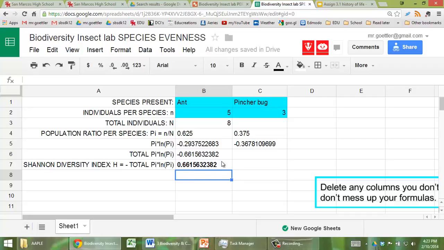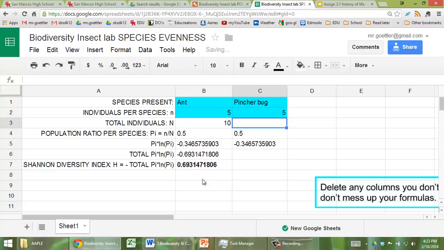And let's see how this number changes if we change some of these numbers. Let's say that we found an equal number of ants and pincher bugs. So 5 and 5. Total species is 10. Did this number go up or go down? It went up a little bit. And when it's a higher number, that indicates greater species diversity, because now we still just have two different species, but they're more evenly represented.